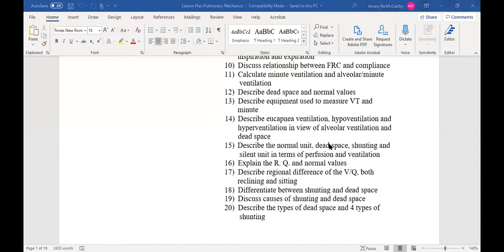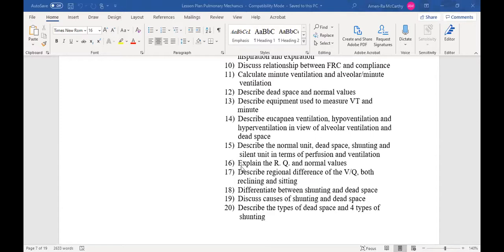Or if you have plenty of blood flow to an alveoli, but the alveoli is closed, can gas exchange happen? No, it can't happen because the alveoli is not open. It doesn't have any oxygen in it. So the blood came and left without picking up oxygen. That's a shunt. So that would be a shunt unit. And you're going to learn that a silent unit, guys, is when you have no blood flow and no ventilation. So no blood or ventilation going to that unit. That's a silent unit.